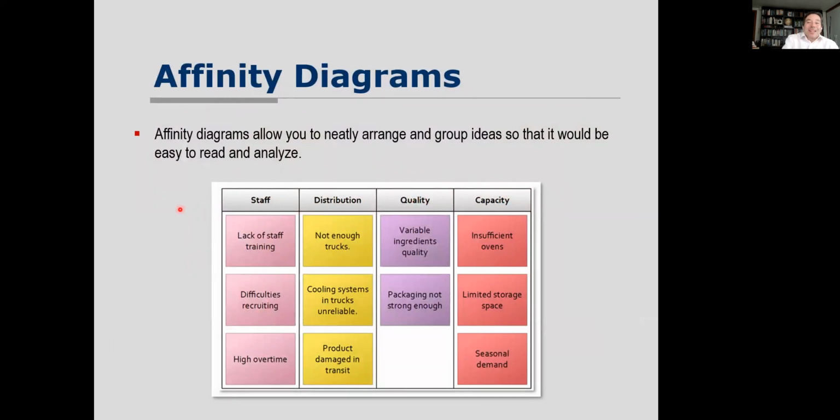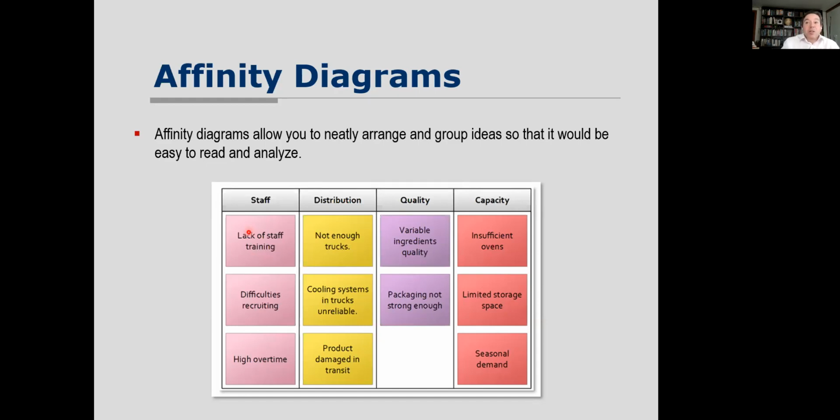So affinity diagrams are similar to mind maps. They allow you to arrange and group ideas. So instead of a map, it's more like a table. So what are the problems associated with the staff, the distribution, the quality, the capacity. These are affinity diagrams. So you can imagine the Oxford team is saying, well, we have this vaccine project.